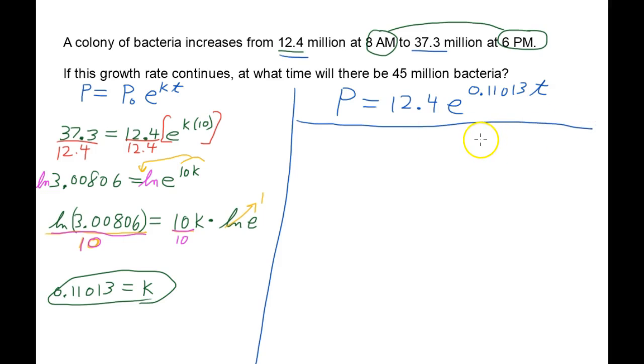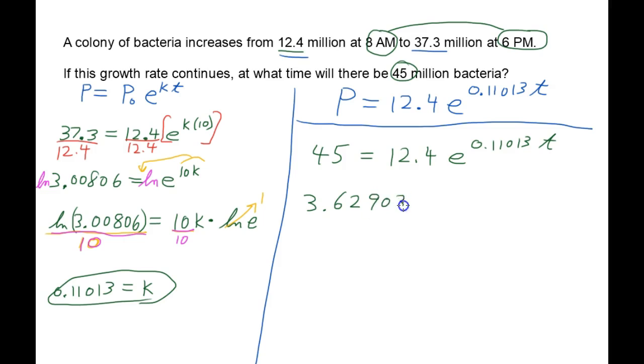And now we're just going to do the exact same thing that we did over here. So we'll plug in the ending amount. The ending amount in this case is 45 million, so 45 equals 12.4 times e to the 0.11013t. Now we'll divide each side by 12.4, and I'm just going to cut to the chase here. After you divide each side by 12.4, you will get 3.62903 equals e to the power of 0.11013t. And of course, t is what we don't know.